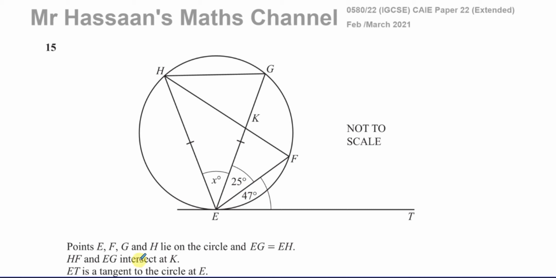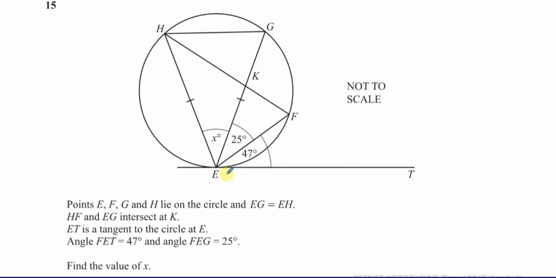So it says here that points E, F, G and H all lie on this circle, and EG equals EH, so that means this is an isosceles triangle here. You can see that. It says ET is a tangent to the circle at E. That's a tangent to the circle at E. And angle FET equals 47. Find the value of X.